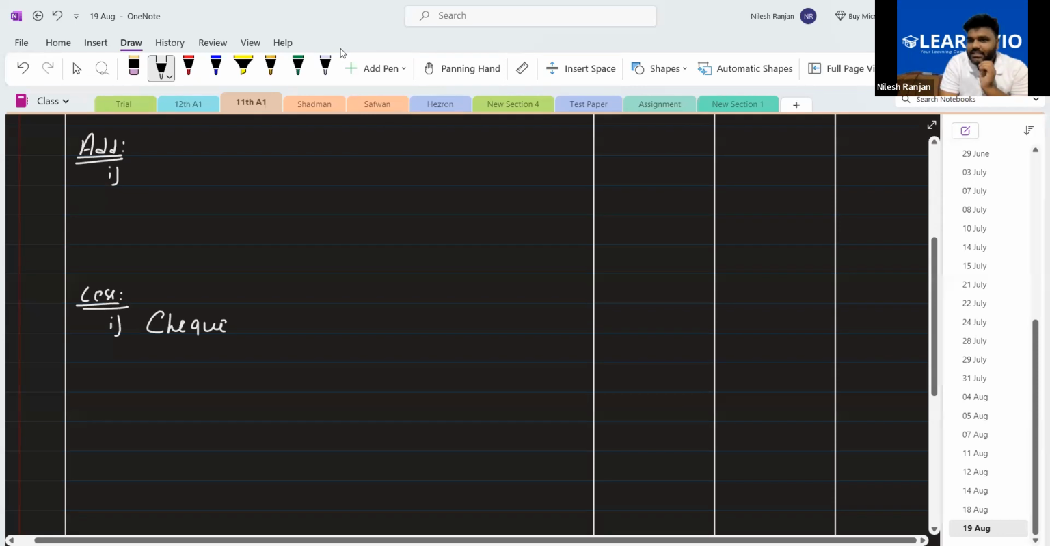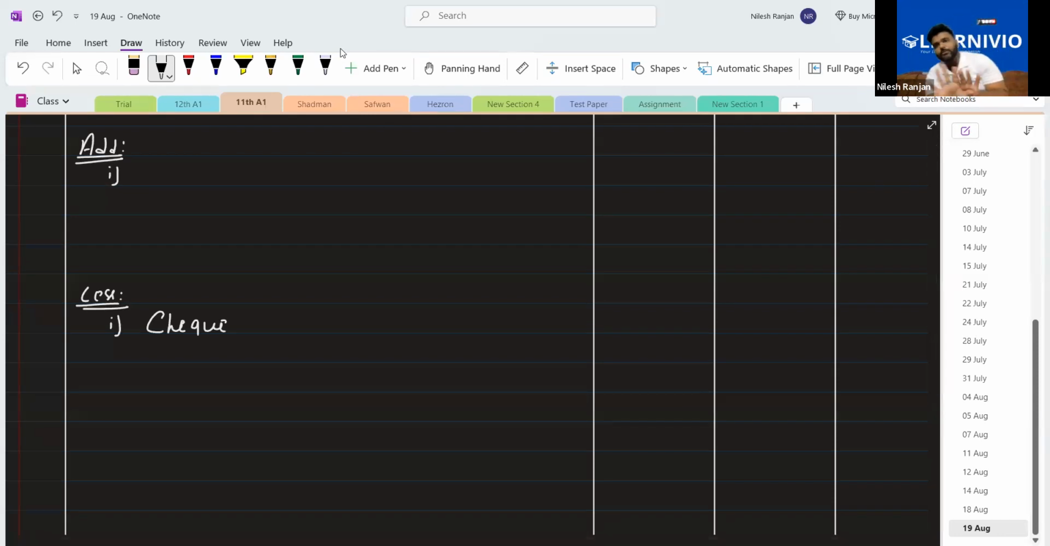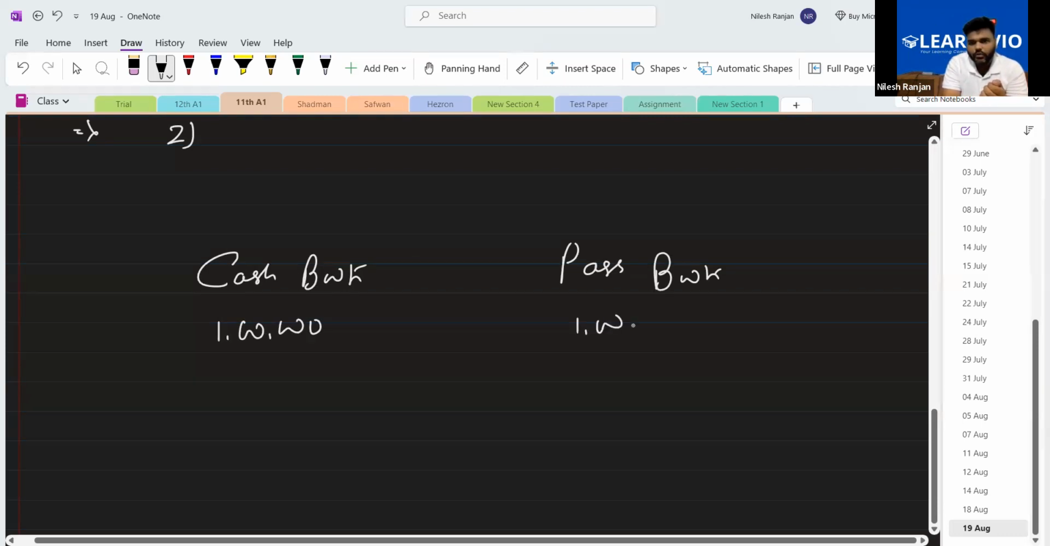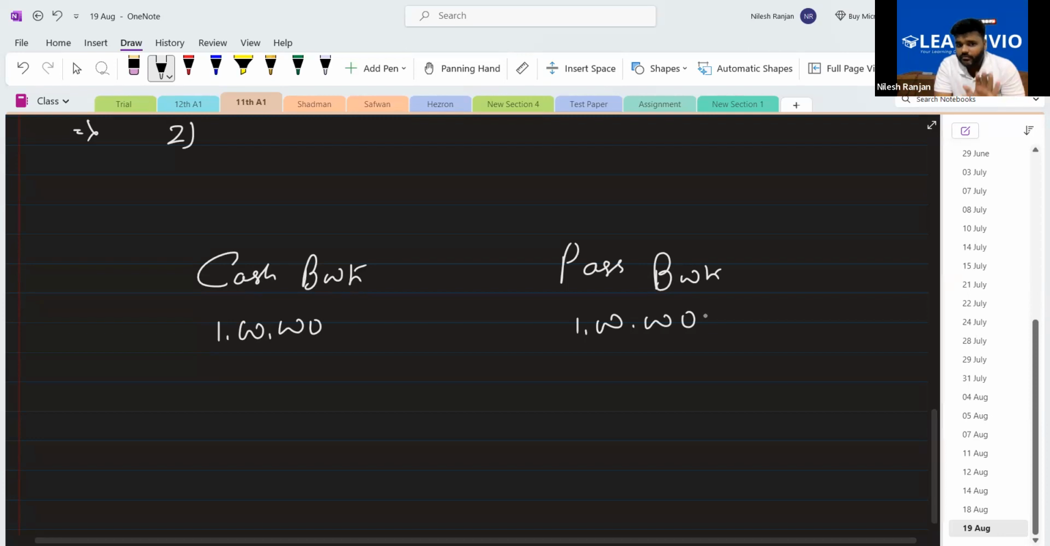You can see my video, I think. Okay. First of all, there is a simple solution. You can do it in your notebook also, like here, I'm doing it. Let's say this is your cash book. This is your passbook. Now the balance should be equal on both sides. So let's take an equal balance on both sides: 1 lakh, 1 lakh. Okay. Is this clear? Any issue with this? Yes, sir.